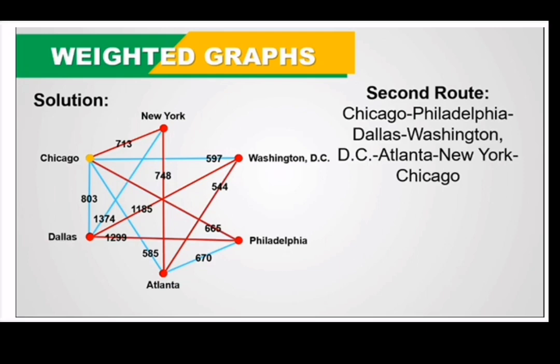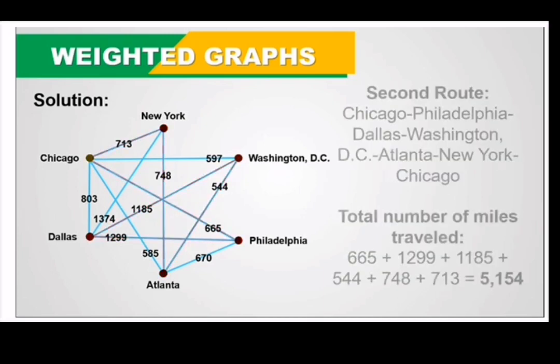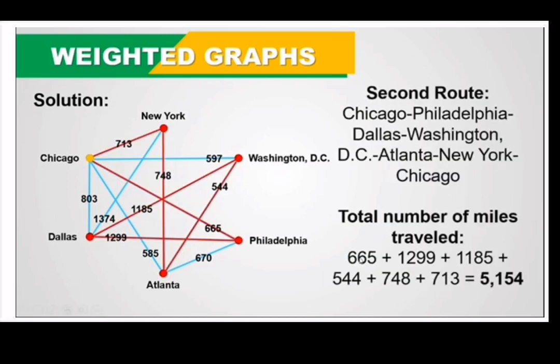So we will add the corresponding weights in every edge, in order for us to get the total number of miles traveled. So Chicago to Philadelphia, that is 665. From Philadelphia to Dallas, that is 1,299. From Dallas to Washington, D.C., that is 1,185.